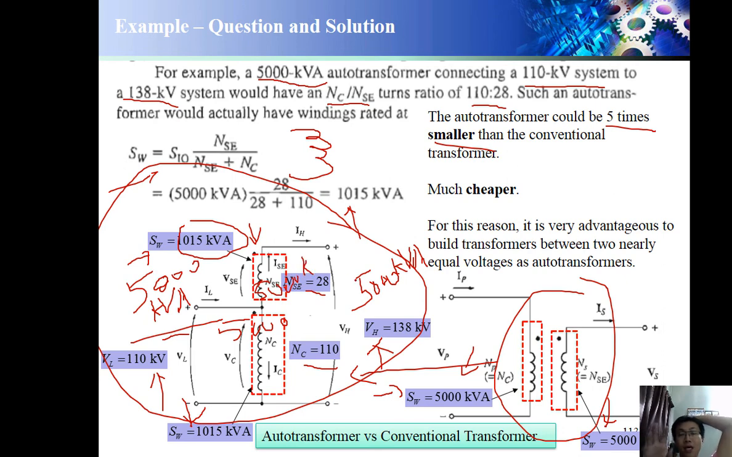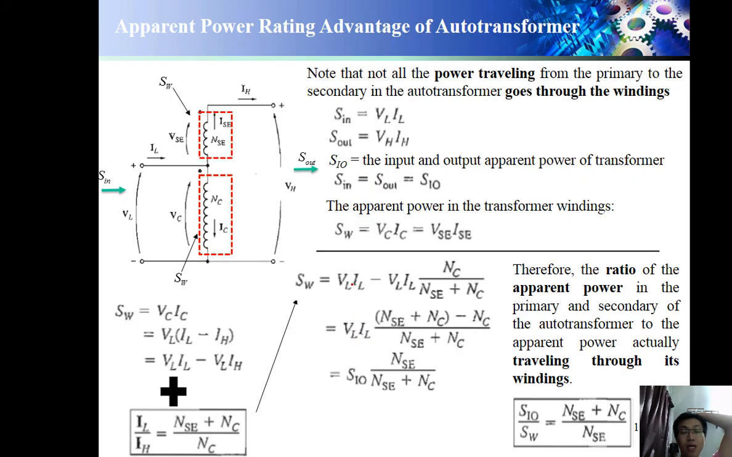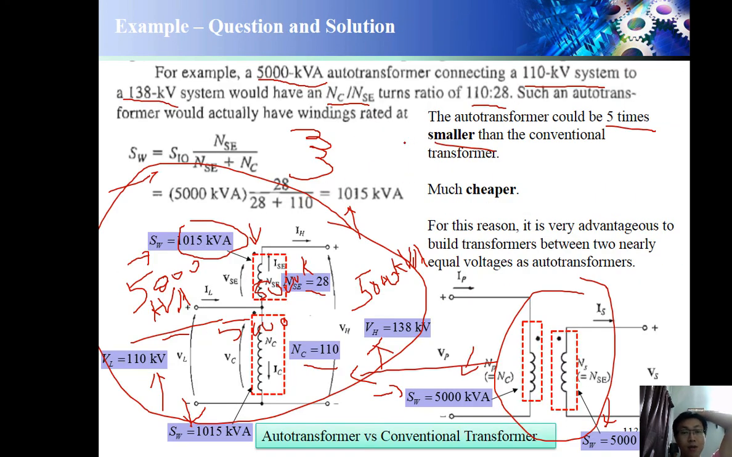Okay, but if I don't want to do the reconnection, instead I just want to redesign. I just need to design the spec where the transformer winding only needs 1015 kVA, which means 5 times smaller. I don't need to spend so much money to build it the same as the conventional one with 5000 kVA of the transformer, and instead do it as an auto transformer.